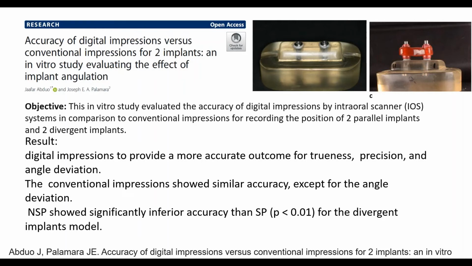So when we are comparing the digital impression with the conventional impression, the advantage of digital impression is precise and accurate angular deviation, whereas the advantage of the conventional technique is the precise recording of linear distance. The distance between the 2 implants can be precisely recorded in the conventional impression technique, whereas the angulation can be precisely recorded in digital impression. And they show that non-splinted implant shows significantly inferior accuracy when compared to that of splinted implant.